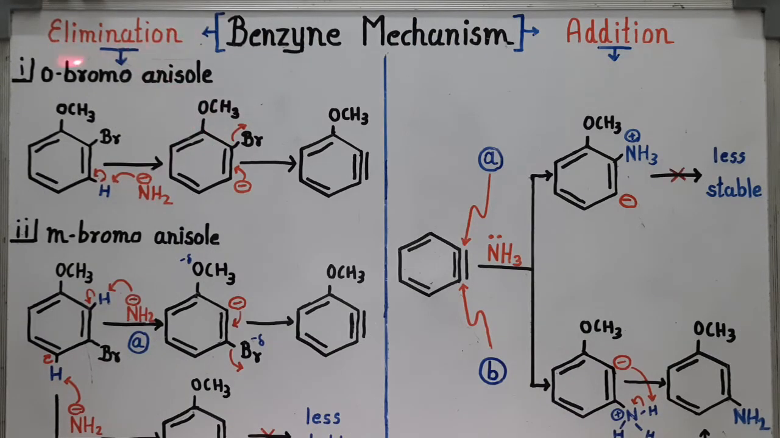So first, we will do elimination in both the molecules. In orthobromoanisole, there is only one proton available at ortho position, so base will simply abstract it to give carbanion that will further donate electrons to the ring and bromide ion will be removed to give benzyne intermediate.